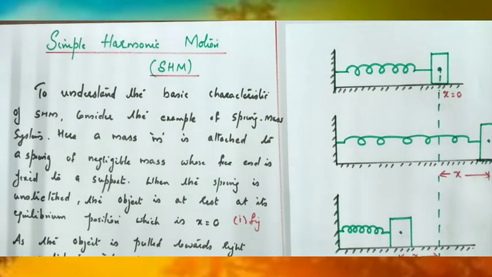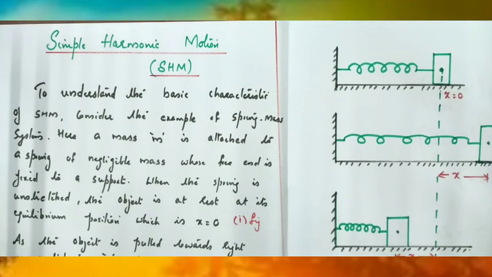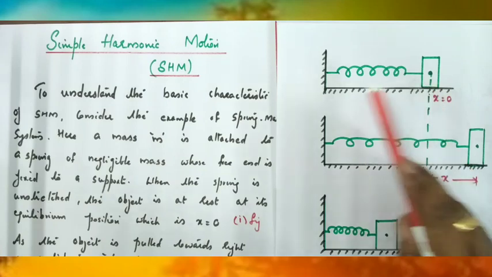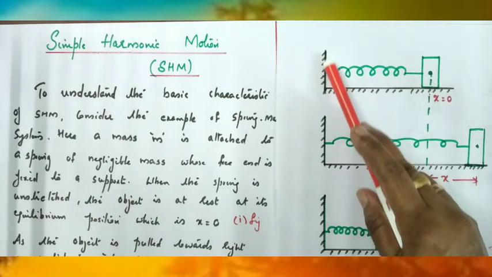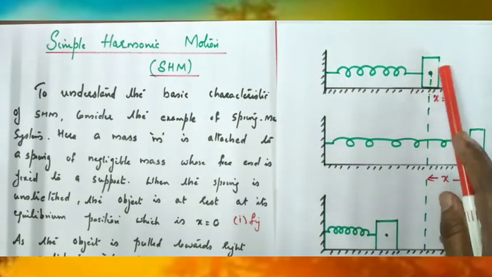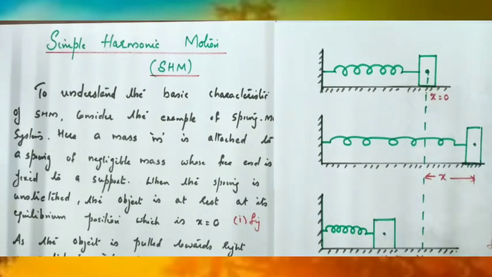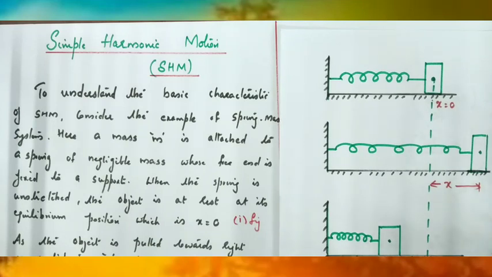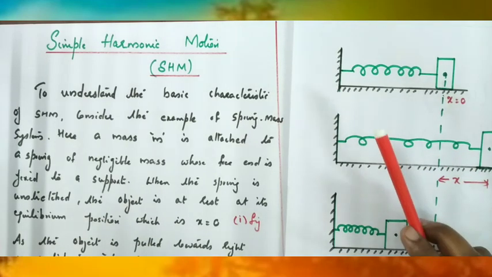Consider the example of a spring mass system. So this is the spring mass system. A spring and a mass are attached together. One end of the spring is fixed to a rigid support and the other end is connected to a mass. Here a mass M is attached to a spring of negligible mass whose free end is fixed to the support.